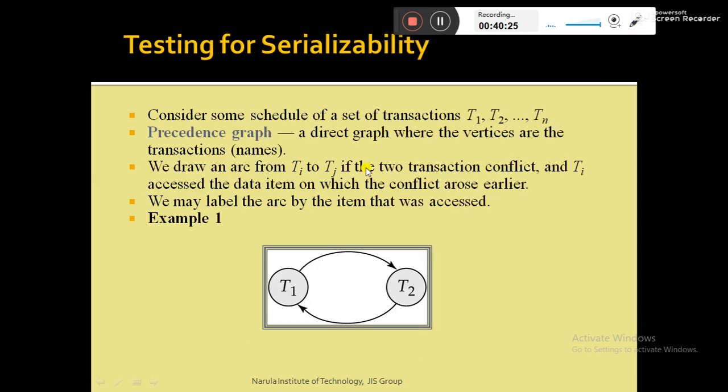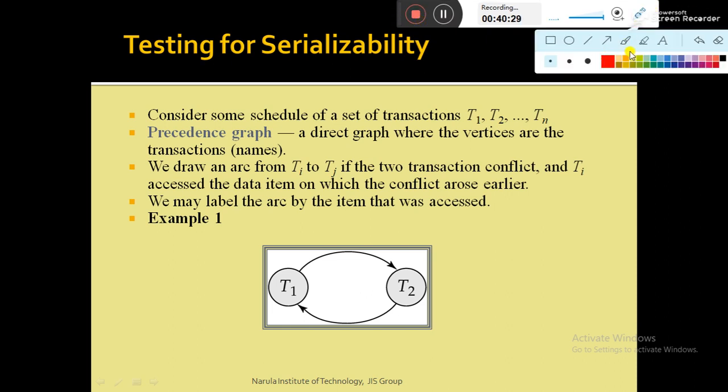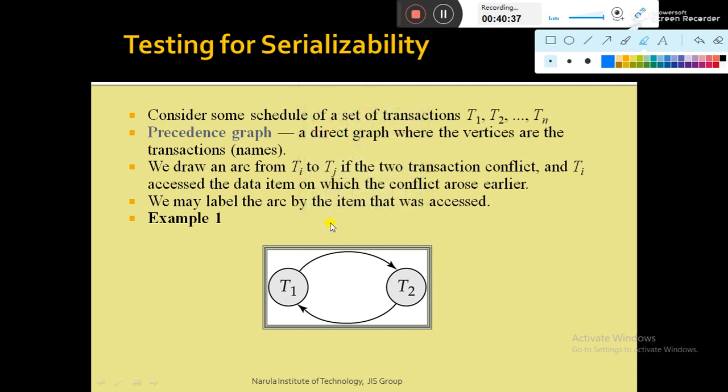The next concept is testing for serializability, which means we can check whether a schedule is serializable or not. We can check it with the help of either conflict serializability or view serializability. Apart from this, we have another easy technique to check whether a schedule is serializable or not. For that, we need a graph.